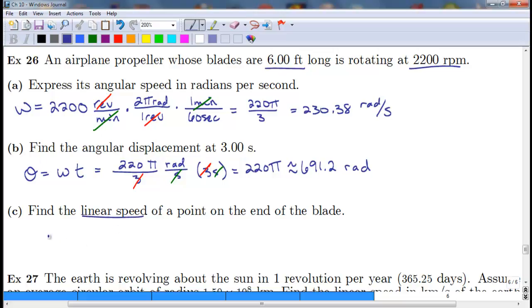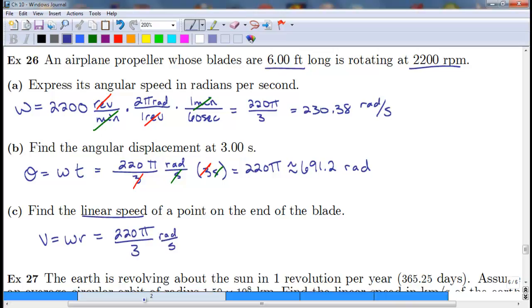So we have v equals omega r. We've got omega, which was 220 pi over 3, and this is radians per second. And we are multiplying then by our distance, which is 6 feet. Since radians are technically considered to be unitless, we don't have to worry about them in the final answer. So the 6 and the 3 would simplify to be 2. 2 times 220 is 440. And then we have our pi.